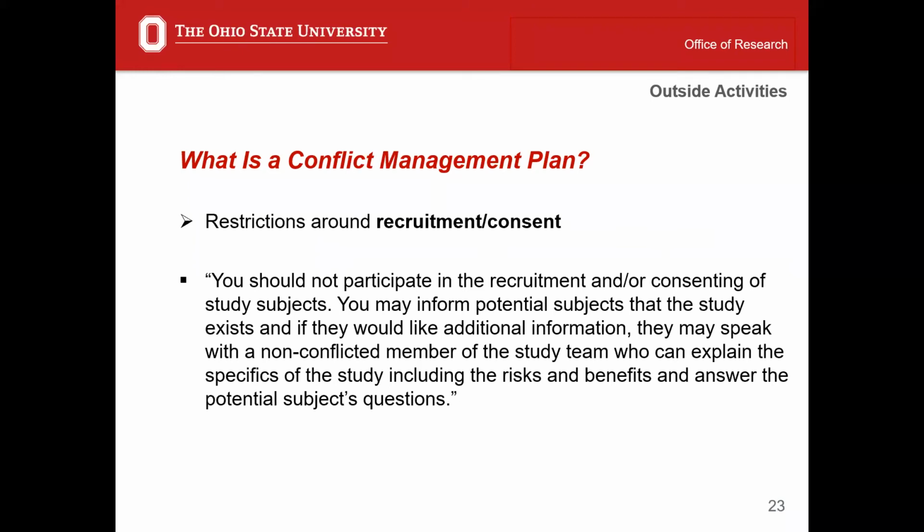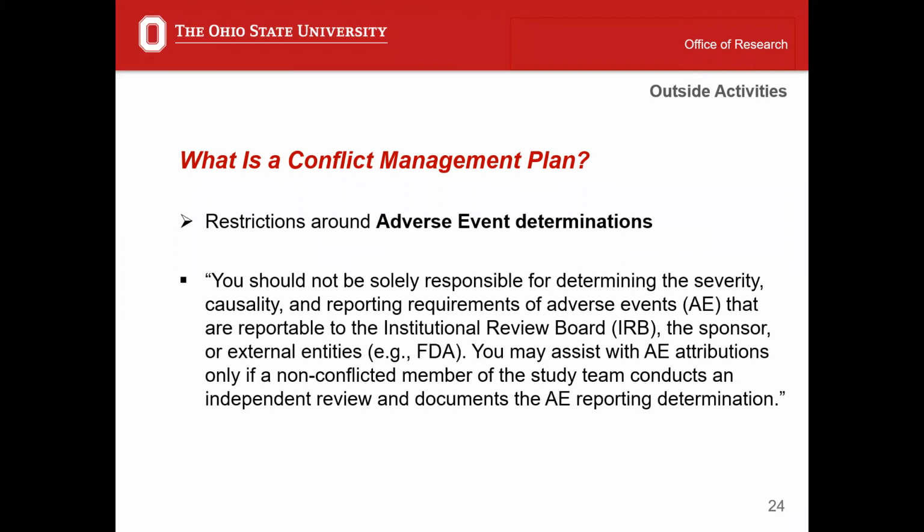A couple of the other restrictions would be around recruitment and consent. So I won't actually read this, but you'll see there are limitations on recruitment and consent for conflicted investigators. This would be in a management plan. And similarly with adjudicating adverse events, there'd be another restriction around that. Basically, a conflicted investigator couldn't have the final say over the AE determinations.